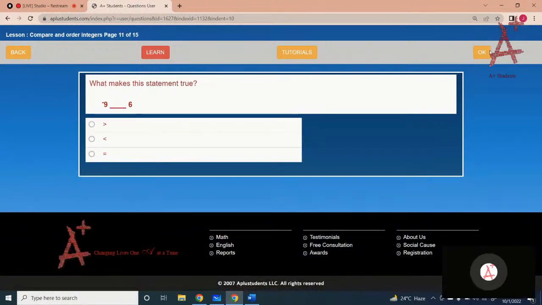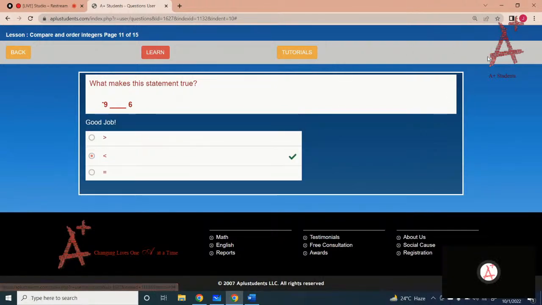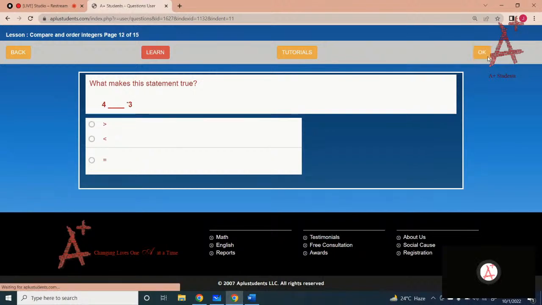Okay, which sign makes the statement true? Negative 9 and 6. Negative 9 is less than 6 because negative numbers are always smaller than the positive numbers. Okay, what makes this statement true? 4 and negative 3. So 4 is less than negative 3 or greater than negative 3? 4 is greater than negative 3. Got it?